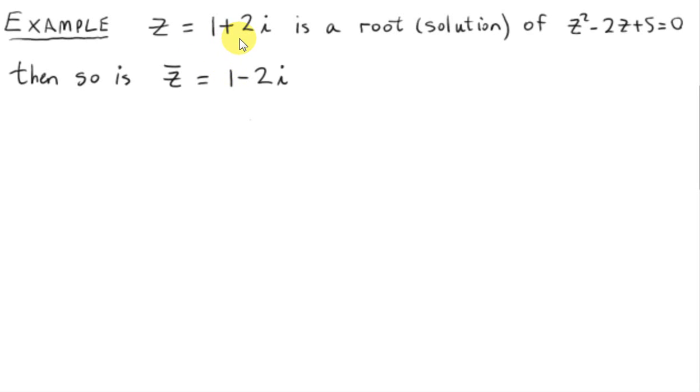Here's an example of the conjugate roots theorem. 1 plus 2i is a root of this quadratic equation. Now, in complex numbers, as you know, we use the letter z to denote the variable, but of course it doesn't matter. We could have called it x. We could have written this as x squared minus 2x plus 5 equals 0. Anyway, this is true. It's also true that z bar, that is the conjugate of this root, is also a solution of this equation.